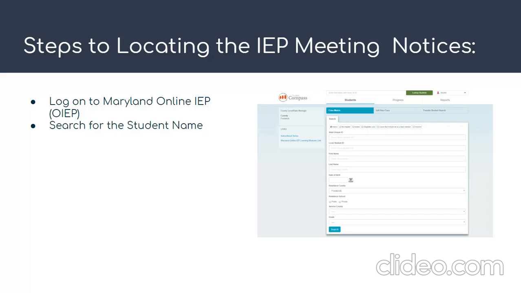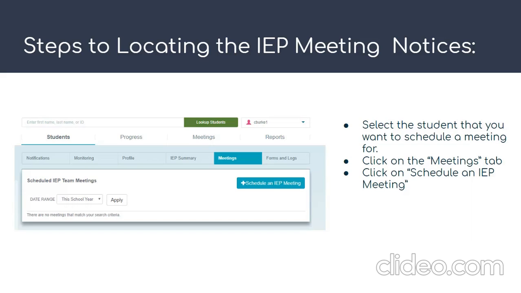To find the meeting notices on Online IEP, you must first search for the student that you want to create a meeting for. Once you have selected the student, click on the Meetings tab. Then click on Schedule an IEP meeting.